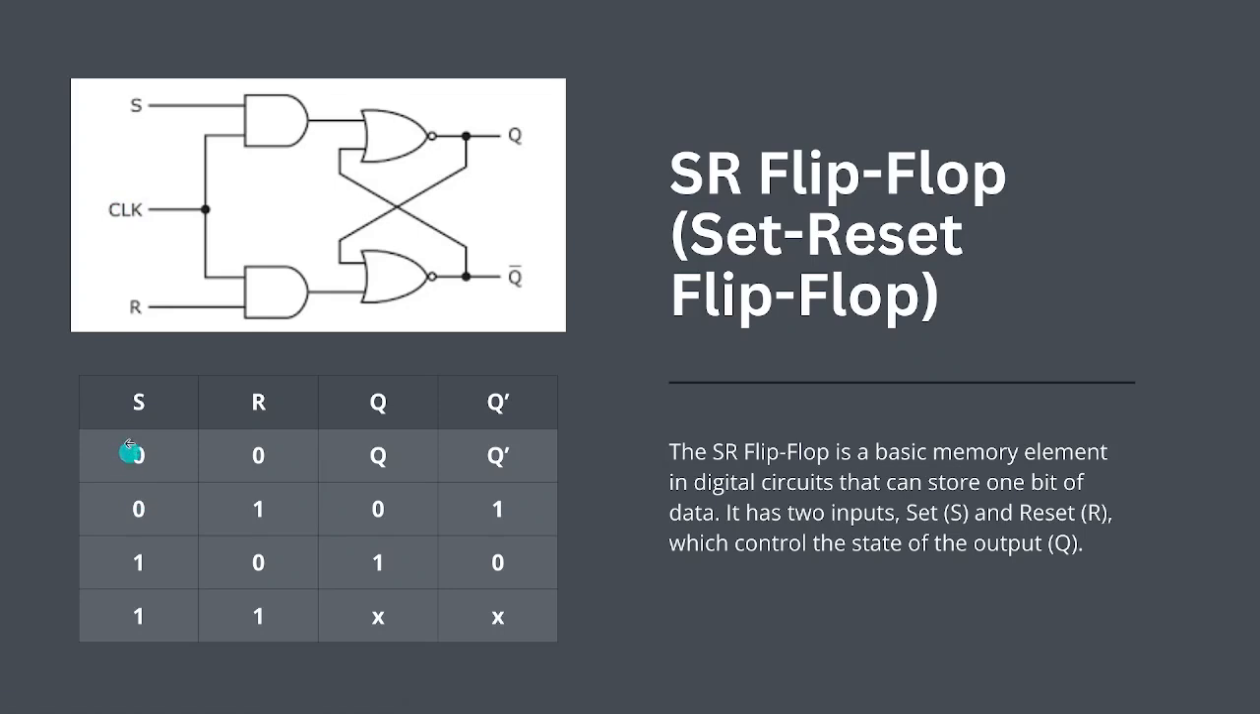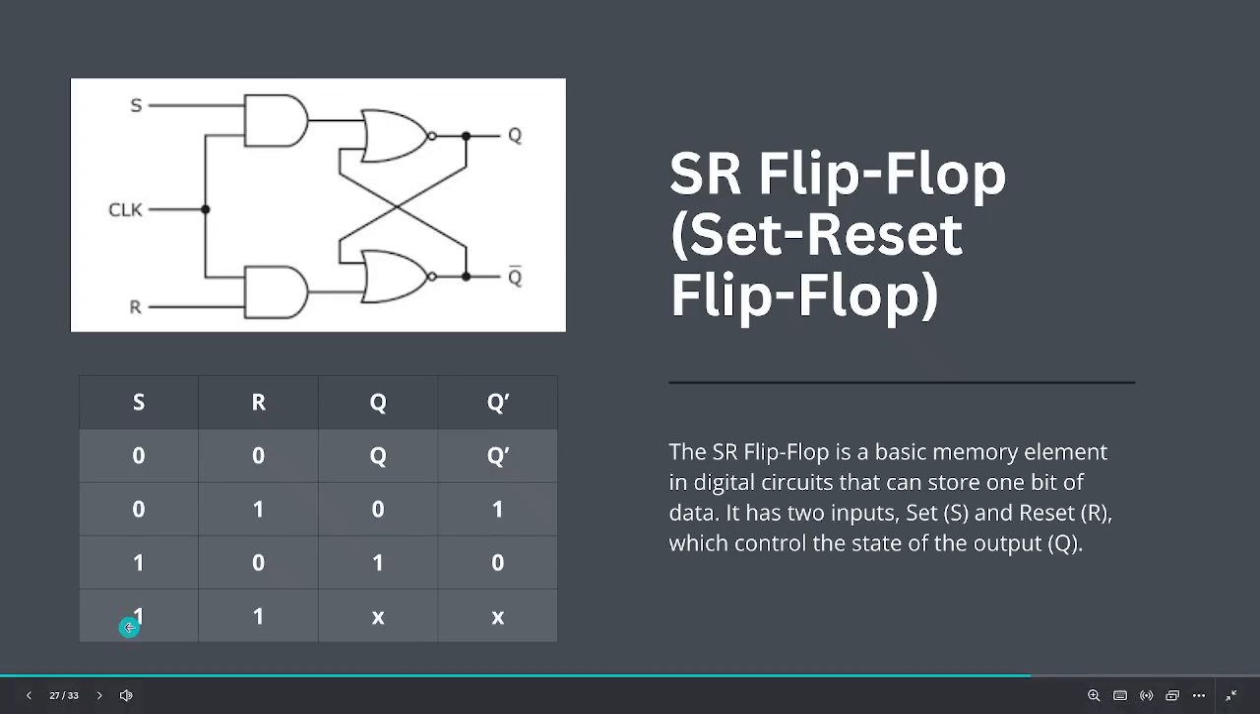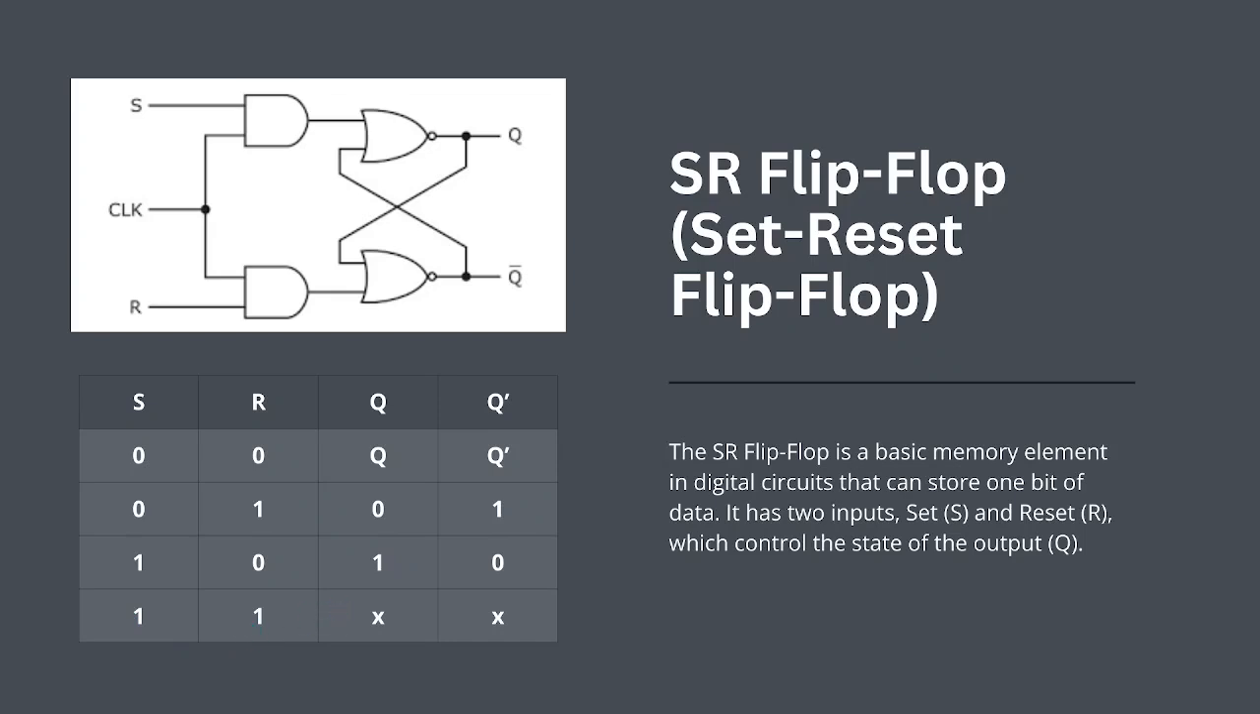Let's take a look at the truth table for the SR flip-flop. When S and R both are low, the output remains unchanged. When S is 0 and R is 1, it resets output Q to 0, where its complement is 1. When S is 1 and R is 0, it sets output Q to 1. When S and R both are 1, this state is typically considered undefined and should be avoided. Now let's jump into Logisim and build the SR flip-flop.